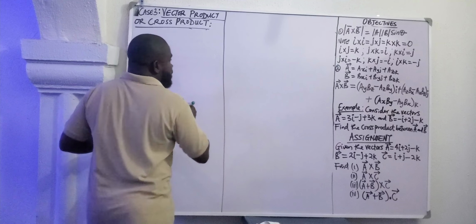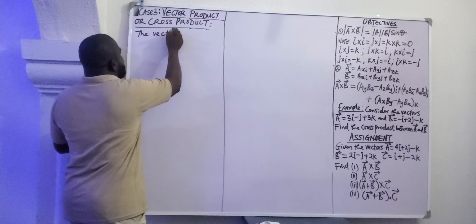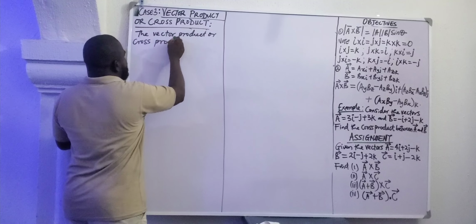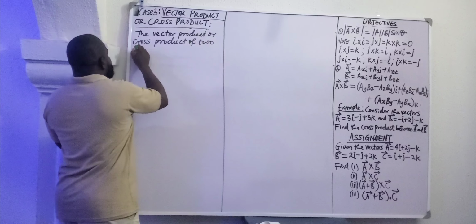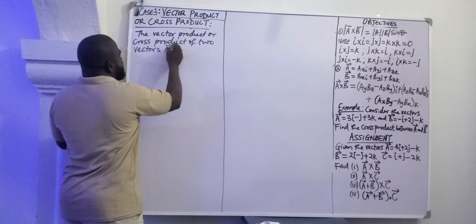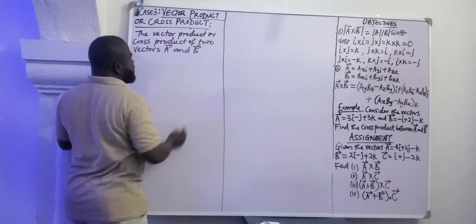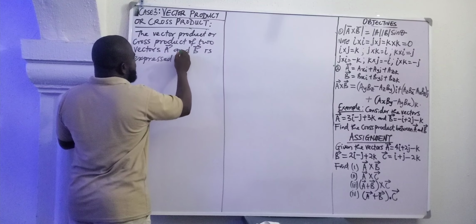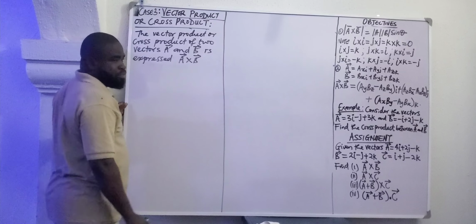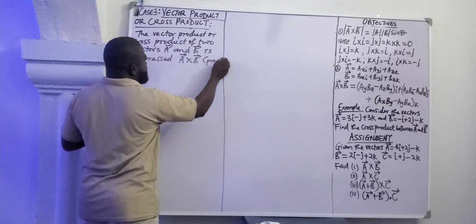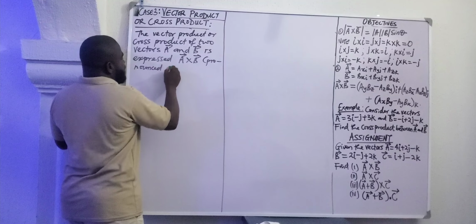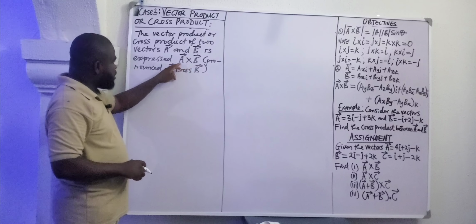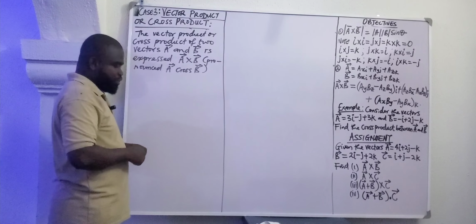Now, we say the vector product or cross product of two vectors A and vector B is expressed as A cross B. Now take note, the pronunciation is A cross B. So this is not times, this is A cross B, that is vector A cross vector B.